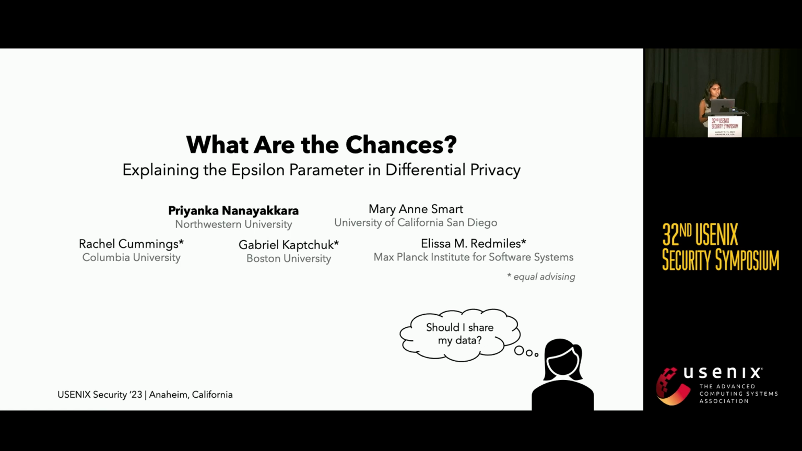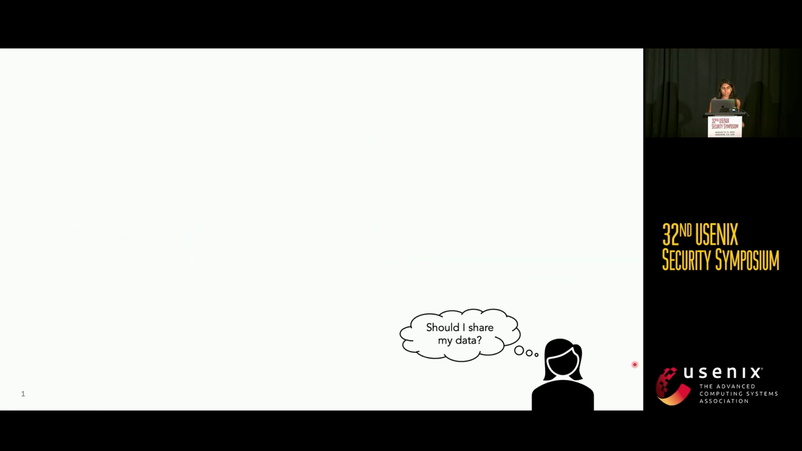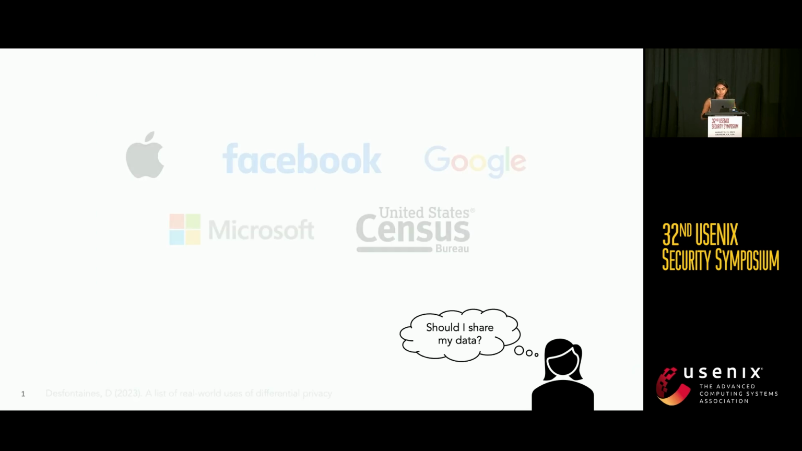Today I'm excited to present to you all, on behalf of myself and my collaborators on our work, "What are the chances? Explaining the Epsilon parameter in differential privacy." So in this work, we focus on the end user. This is the person contributing their data or deciding whether to contribute their data. And specifically, we develop explanations of differential privacy guarantees to help them make more informed data sharing decisions.